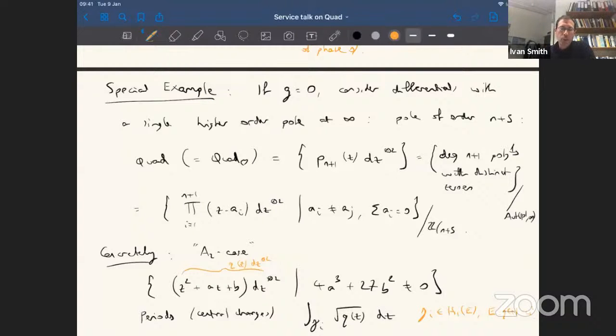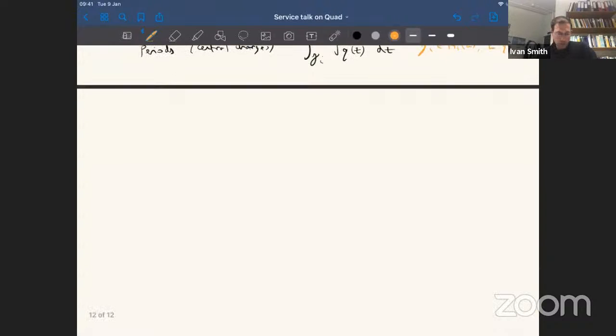Okay, so in the end, one's looking at a pretty concrete space of polynomials. The moduli space is some configuration space giving you a distinct roots condition, and you're integrating square roots of polynomials along arcs between zeros in the plane. Okay, so just let me draw a couple of pictures and end with a question, and then I'll stop.